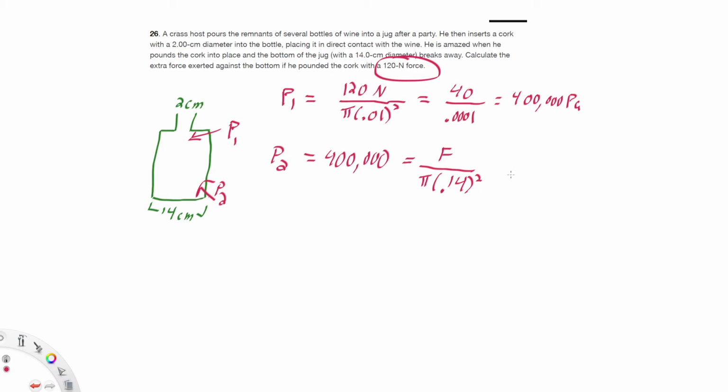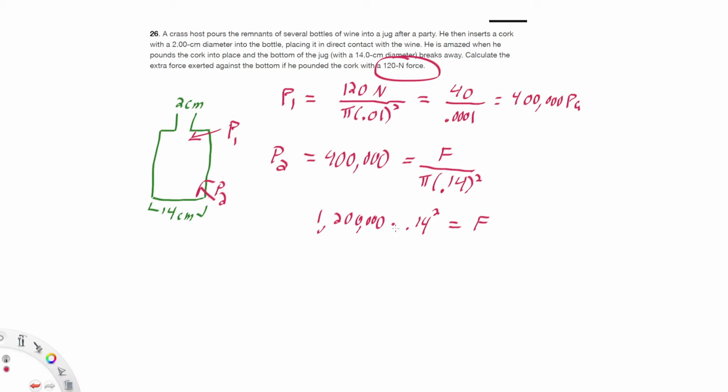So far, so good? So if we said pi was approximately 3 on the first one, we can correct that error by saying pi is approximately 3 here. So 1.2 million times 0.14 squared is the force. I guess I'm going to have to pull out a calculator for this one.